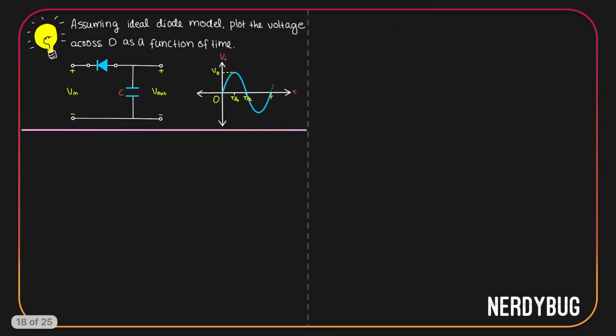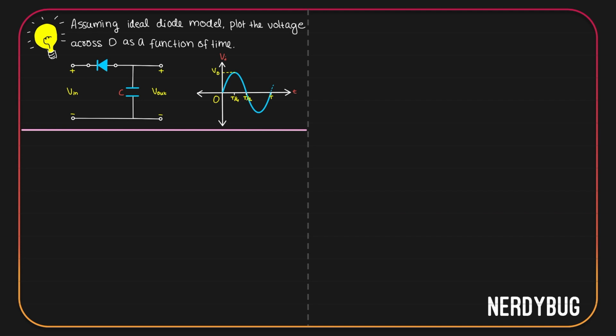Let us solve another problem. Assume ideal diode model, plot the voltage across the diode D as a function of time. Input is still the same sinusoidal input. The circuit is also the same, except the diode is in the other direction now.